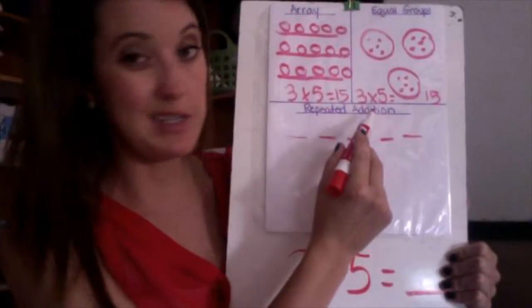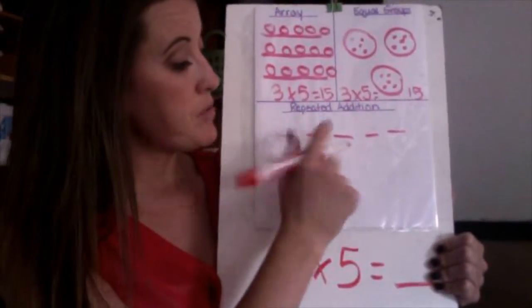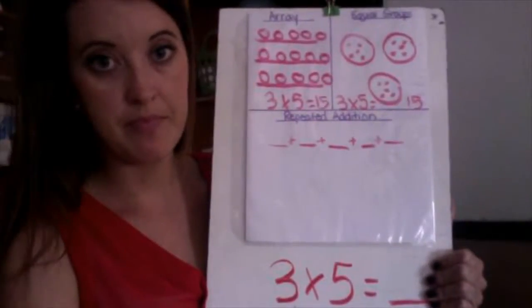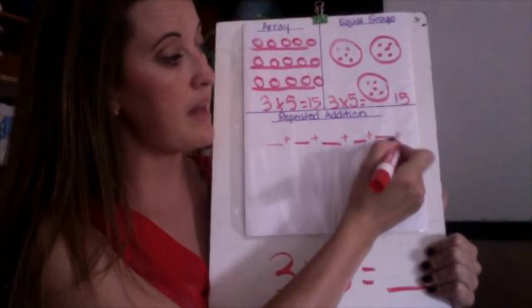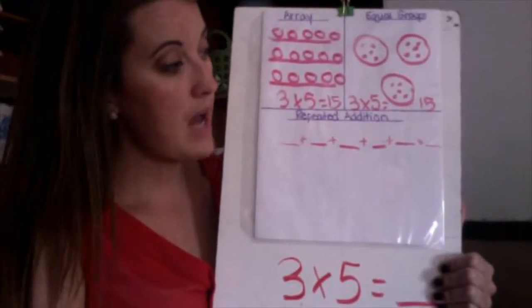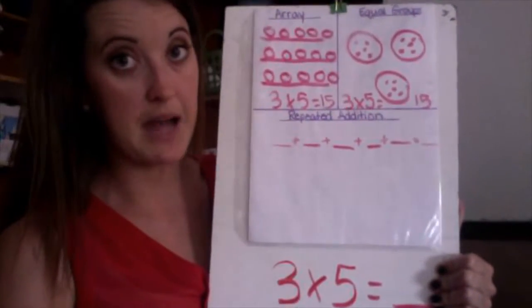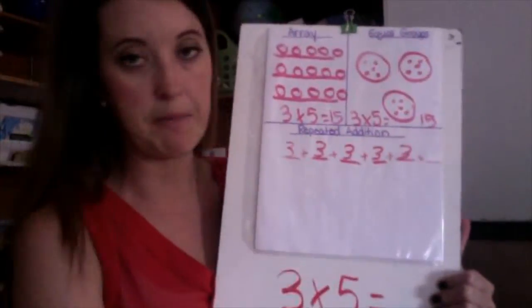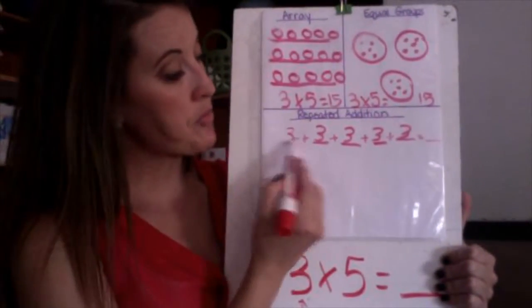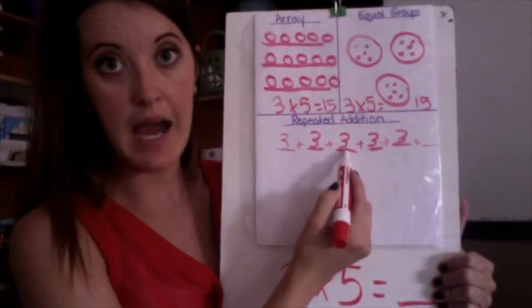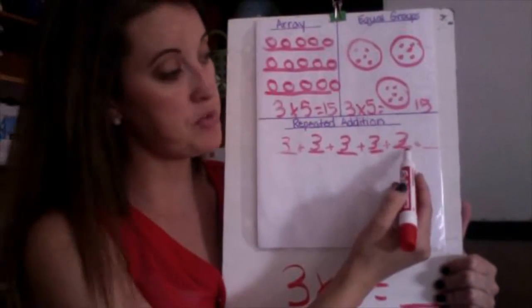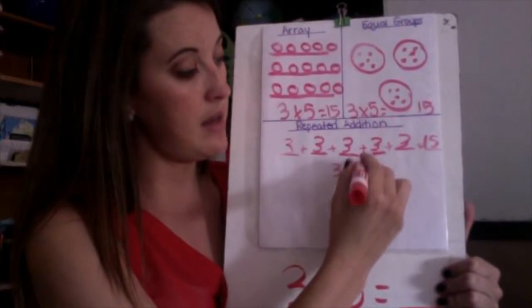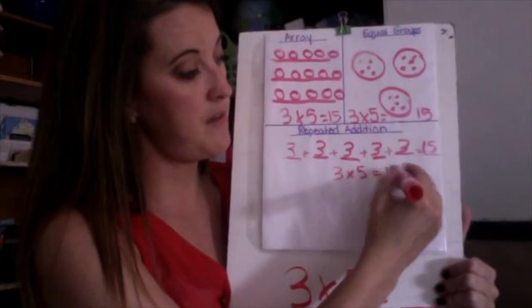Perfect. And now this is repeated addition, so we're going to be adding these numbers. So in between each line, I'm going to put a plus sign. Plus, plus, plus, plus. And then at the very end, I'm going to add the equal sign to find our product. Now what we need to do is we need to put this number in those lines. Watch me. 3 plus 3 plus 3 plus 3 plus 3. Now we can add them together. 3 plus 3 is 6. 6 plus 3 is 9. 9 plus 3 is 12. And 12 plus 3 is 15. Again, we had the number 3, and we added it 5 times, which gave us a total of 15.